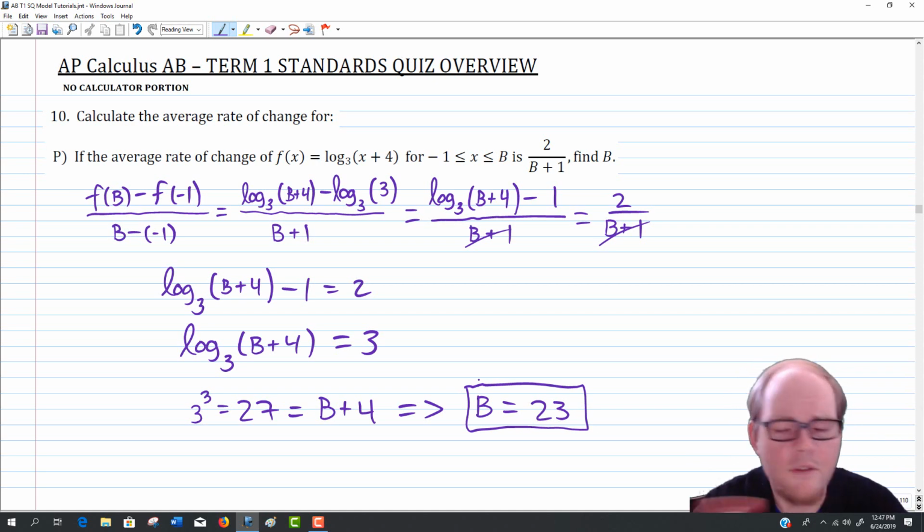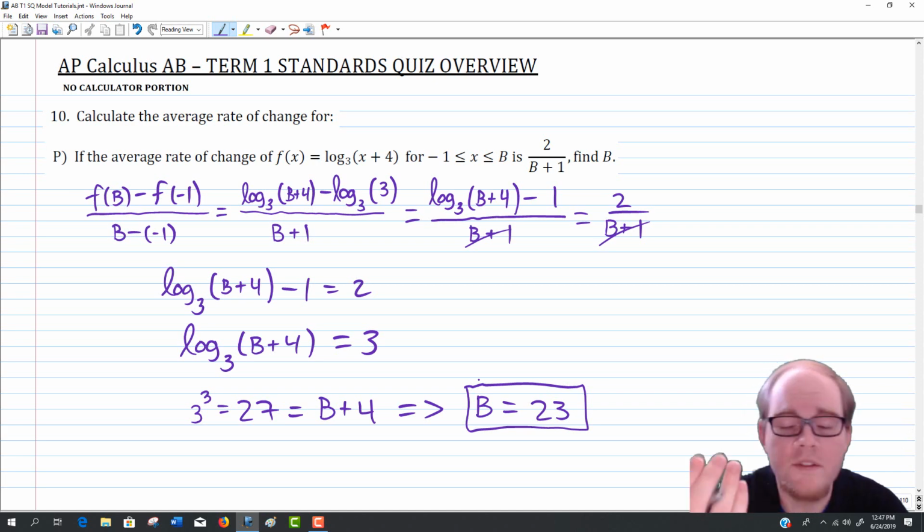So with that said, that covers the 10th question, which was focused on the average rate of change. And as I said, this is probably the simplest and cleanest of the questions along the standard quiz model.